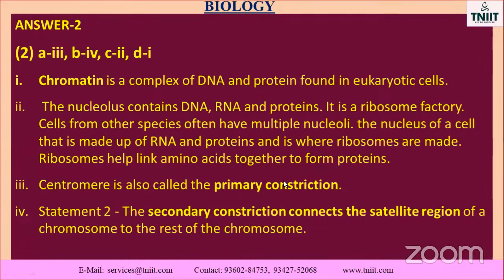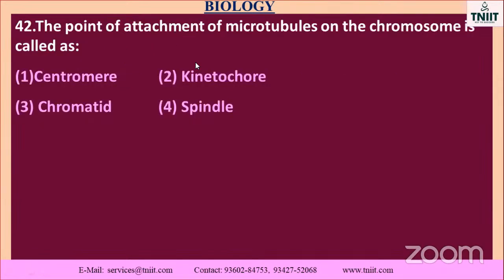See, the centromere is also called the primary construction. Now only we saw it, isn't it, my dear? Centromere is called the primary construction, and the secondary construction connects the satellite region. That's why I told you. Satellite means a small protruding structure at the tip of the chromosome. It's called a satellite. So the option is this, the correct one. You have to match it properly. That is very, very important.